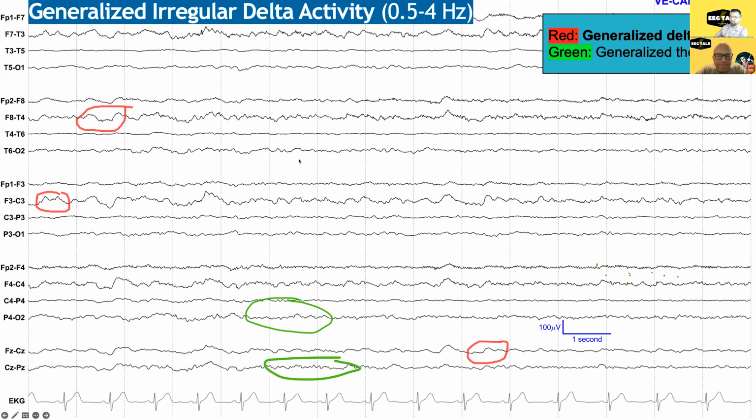So, another example. 2 hertz, or maybe 2 or 3. And then there's some theta mixed in here. If you look at those green circles, 1, 2, 3, 4, 5 hertz there. Here, maybe even some alpha. Let's see, 1, 2, 3, 4, 5, 6, 7, 8, 9. Yeah, I think there is some alpha overriding that theta.